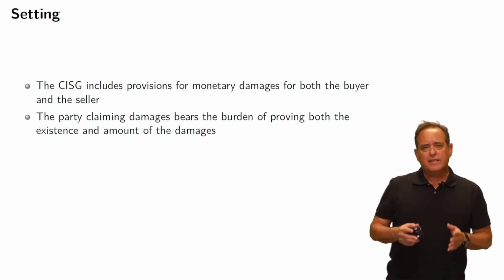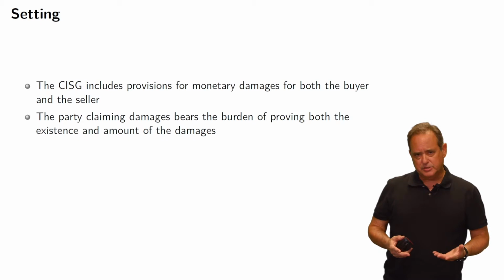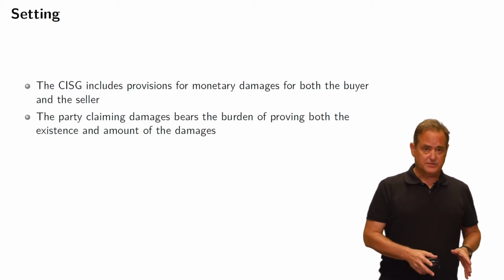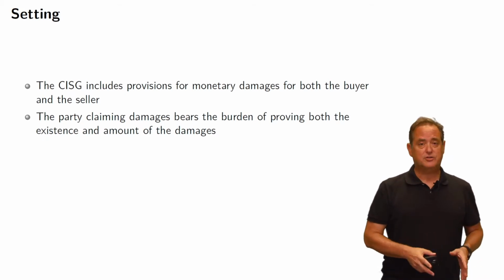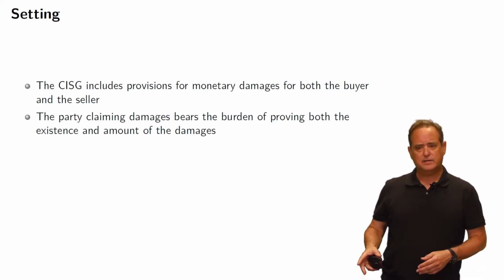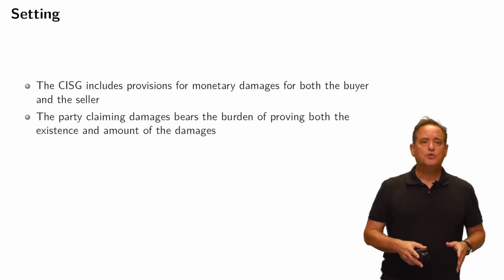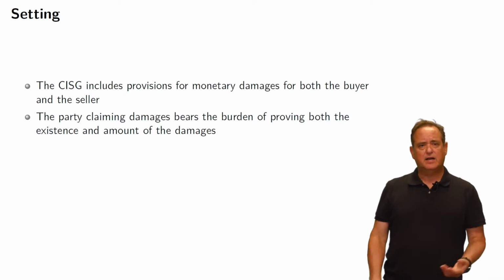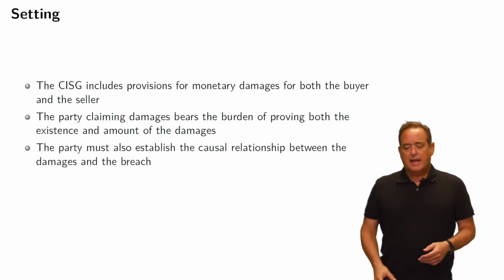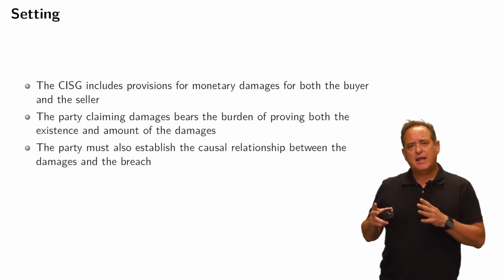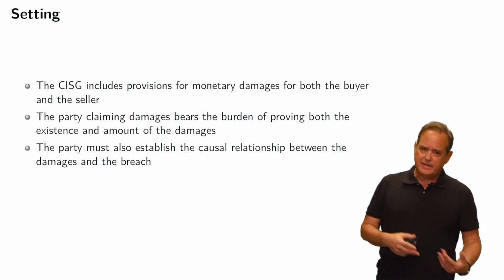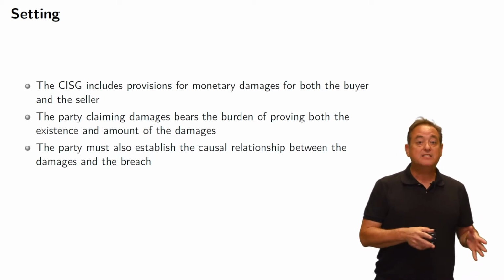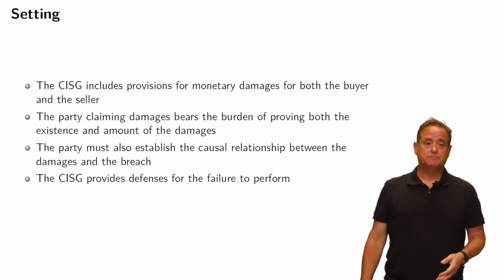Now, the party that's claiming damages must prove two things. It must prove the existence of the damages, that I was actually injured by the breach of the contract, and must also prove the amount. How much was I damaged? What was the extent of my damages? And we also have to establish a causal relationship between the damages and the breach. The breach, the failure to perform, must have caused the damages.